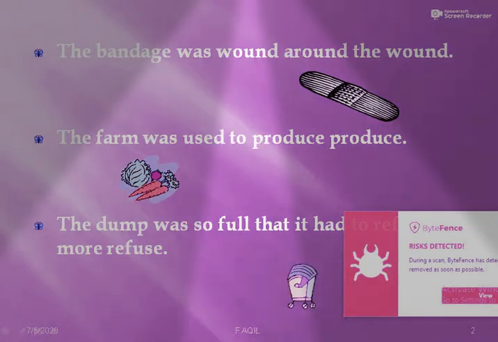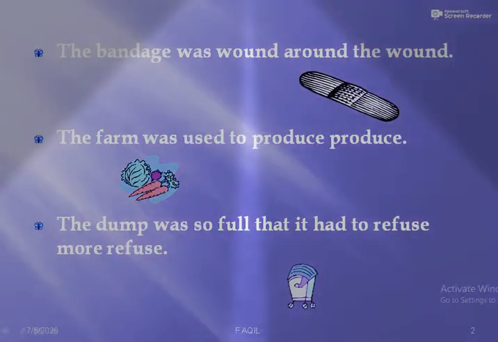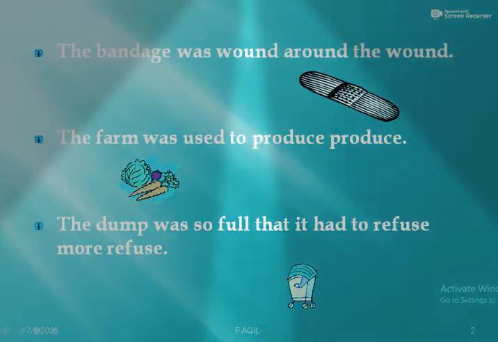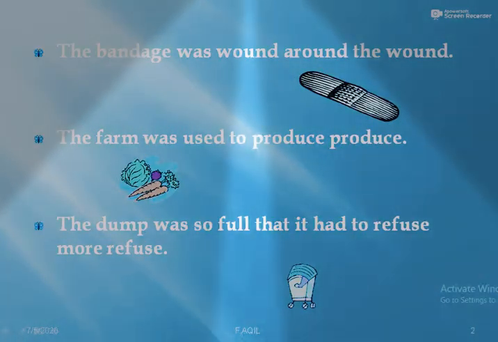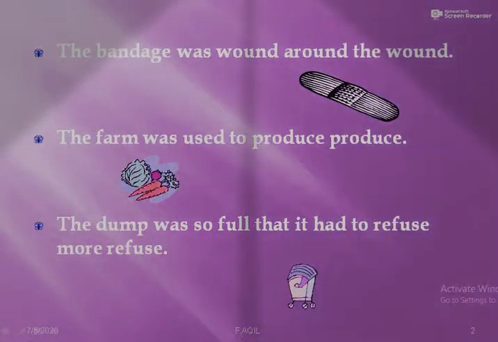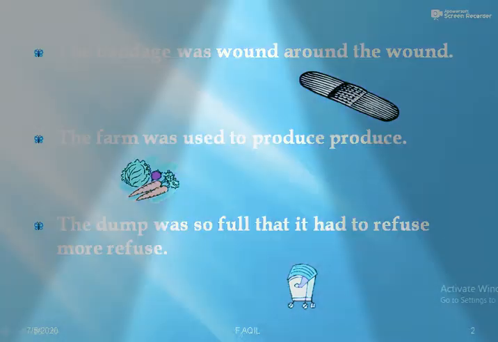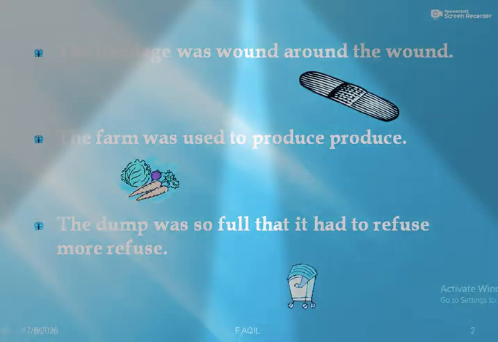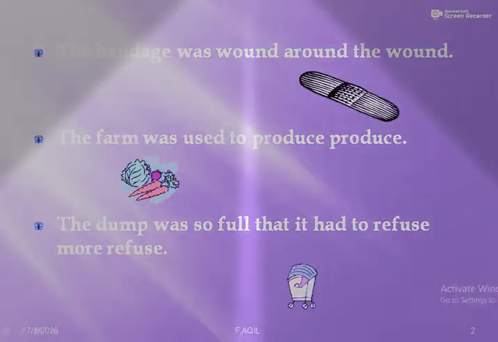Then the next one we have, the farm was used to produce produce. So you can see we have two same words here, and the spelling is the same, but we have a little difference in the pronunciation. Now the first produce here means to provide. When we are providing, we are planting and then we provide. And the second one, produce, are the products that we get from the farm. The products that are being provided are called the produce. That is the second one.